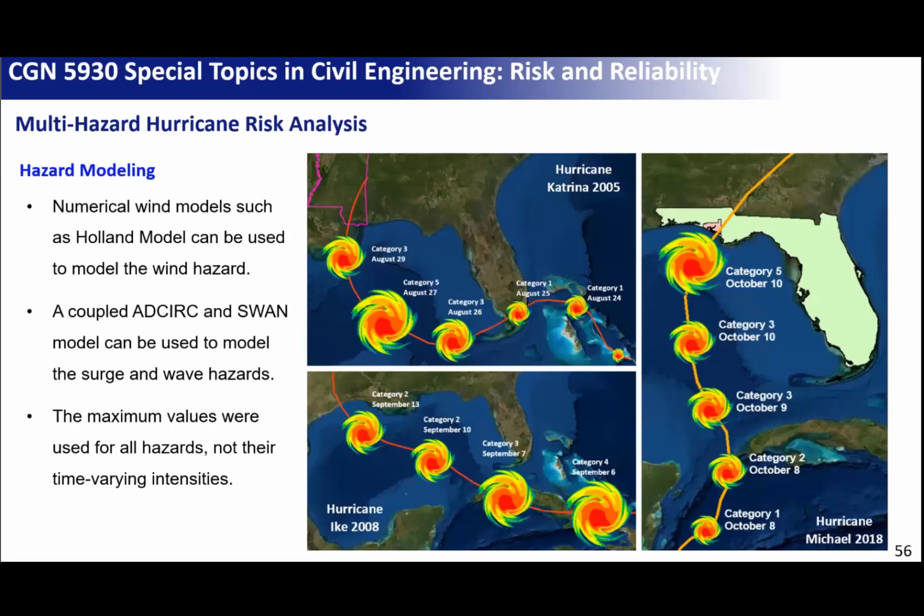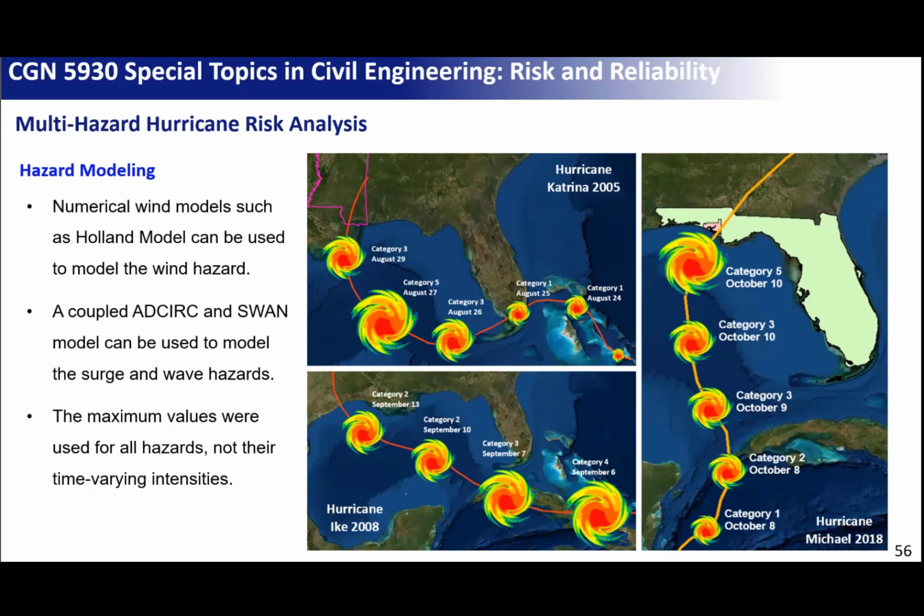So for hazard modeling, we applied this approach for multiple communities in the Gulf of Mexico and also in the Atlantic. We applied this method for Waveland, Mississippi, using Hurricane Katrina in 2005. We did this for Galveston, Texas, after Hurricane Ike in 2008, and also Mexico Beach, Florida, after Hurricane Michael in 2018. So this approach has been applied for numerous communities, and also for the entire state of North Carolina after Hurricane Florence in 2018.